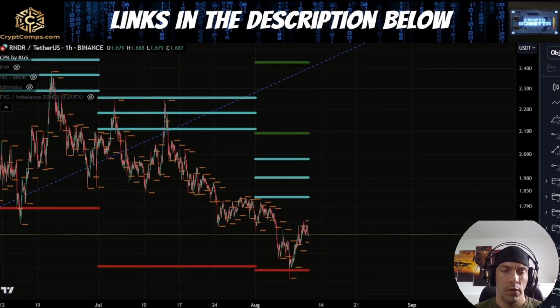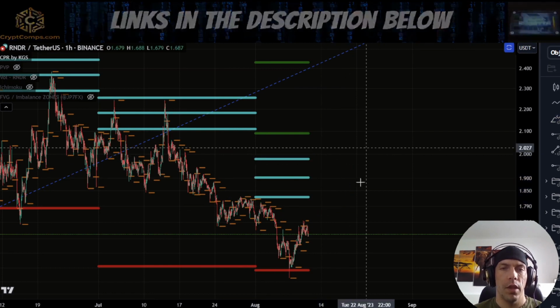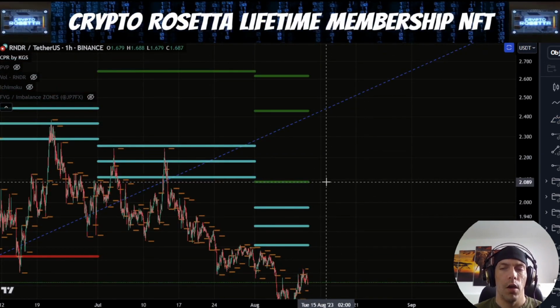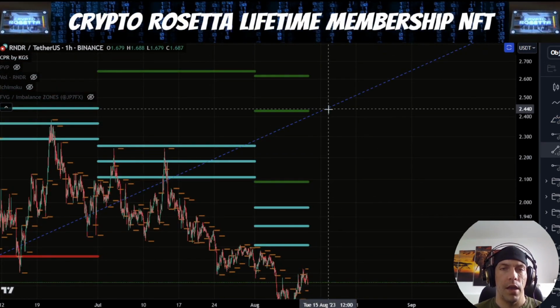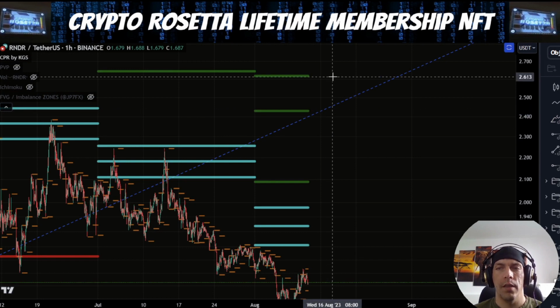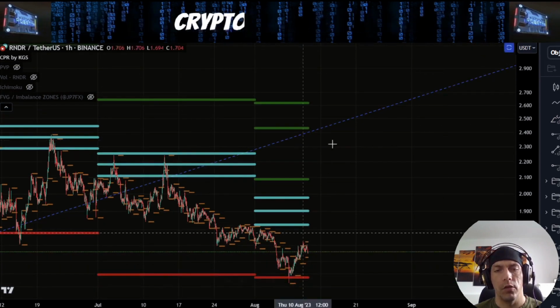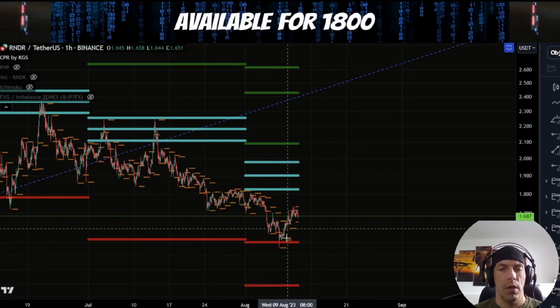If, however, we start to see price getting back above these lines, we can look to potentially target out the R1 line here at this $2.08. We have this 242 and this 261 as potential targets to the upside for this month. So going to be keeping an eye on this.